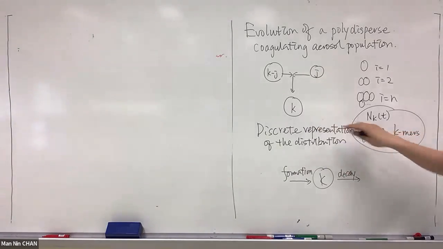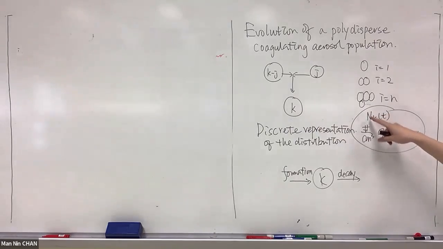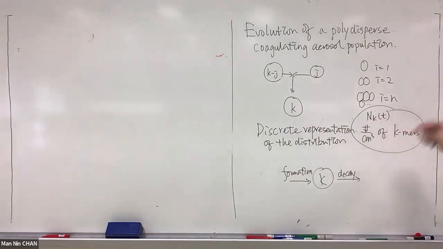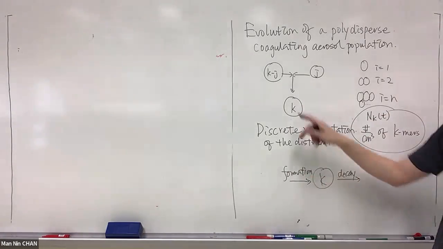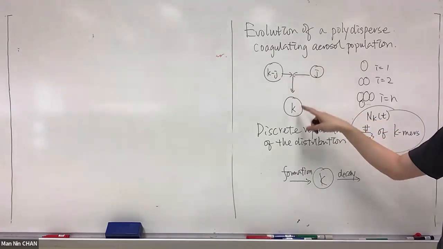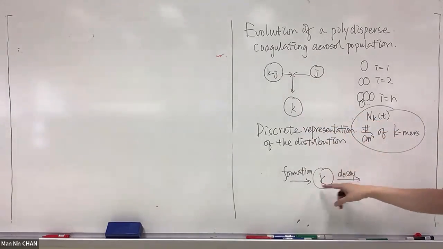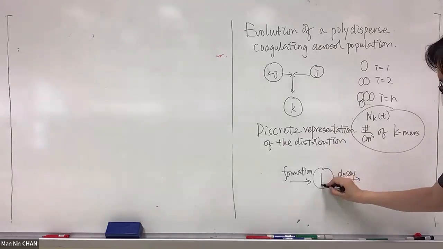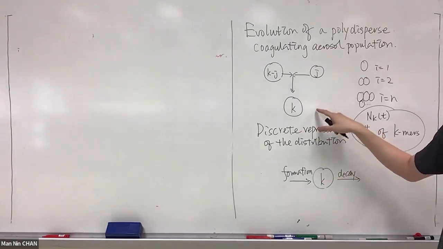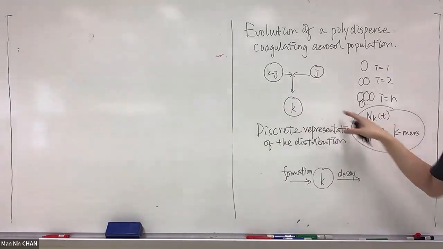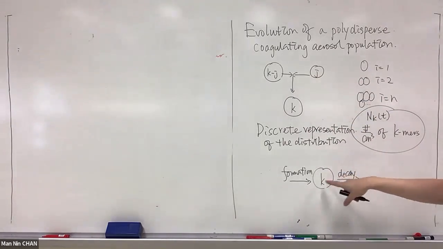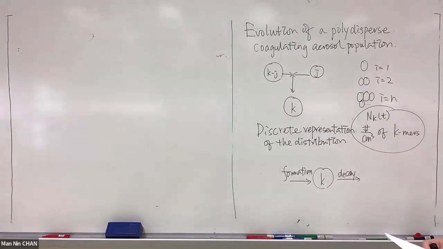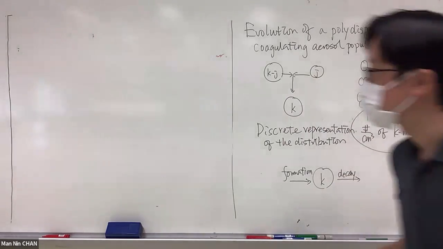So therefore, if you want to look at how the concentration of your K-mer changes as a function of time, you want to look at two processes. One is the formation, that means just having the right combination to give you the K-mer. But once you have this K-mer, it can also collide with all other particles, and it can grow, maybe become K plus J or something like that. So then you have a decay. So you need to consider these two processes here.